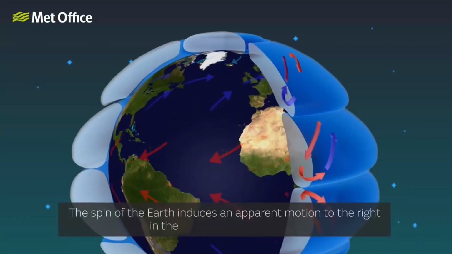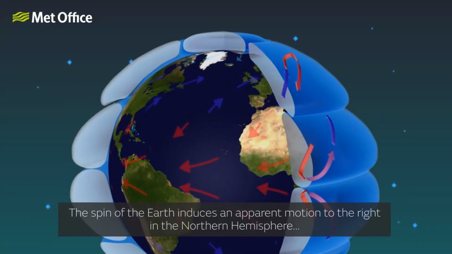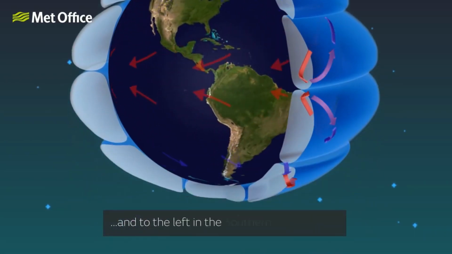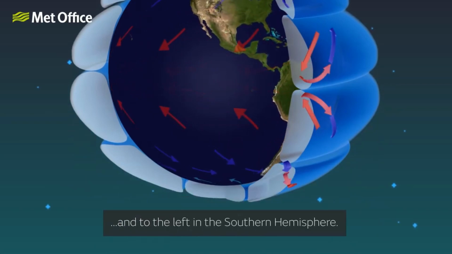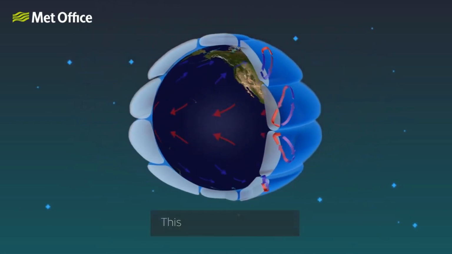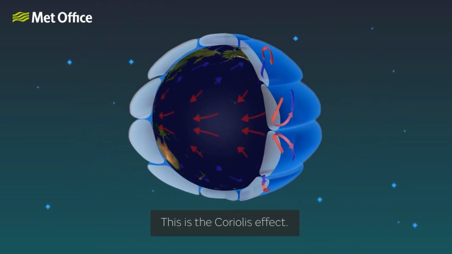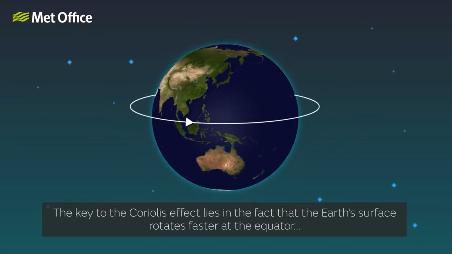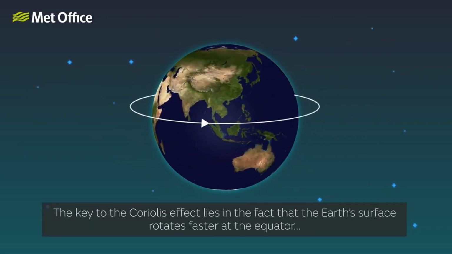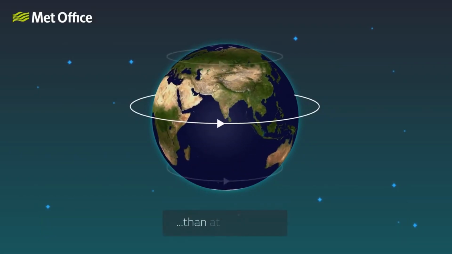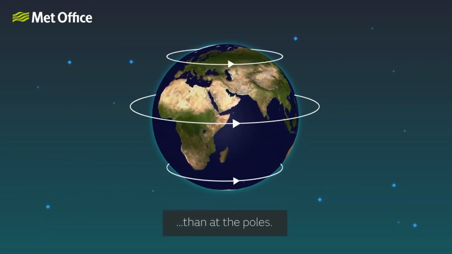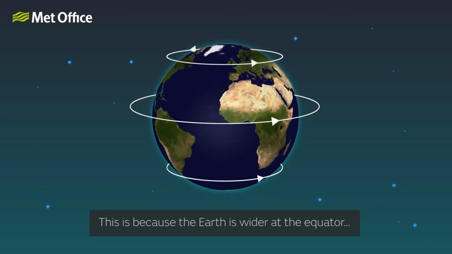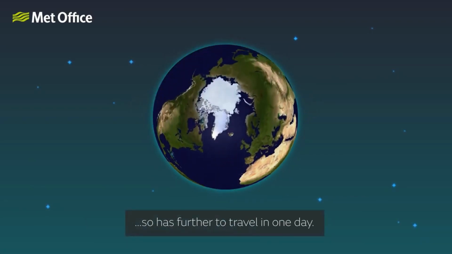The spin of the Earth induces an apparent motion to the right in the northern hemisphere and to the left in the southern hemisphere. This is the Coriolis effect. The key to the Coriolis effect lies in the fact that the Earth's surface rotates faster at the equator than at the poles. This is because the Earth is wider at the equator, so has further to travel in one day.